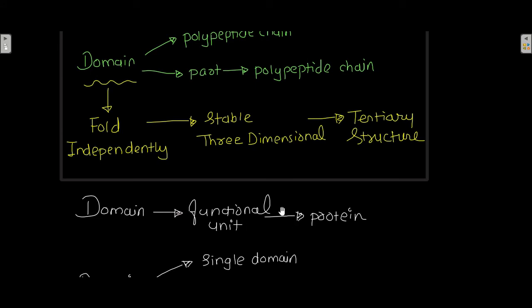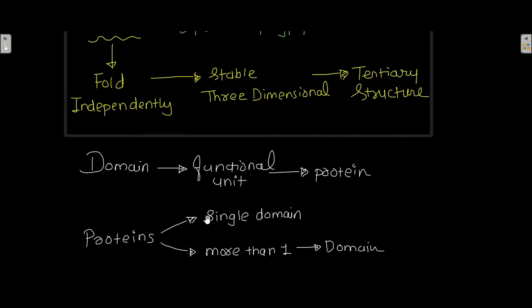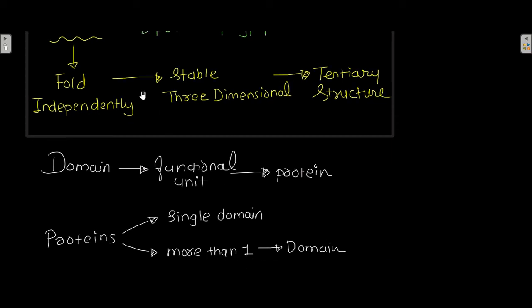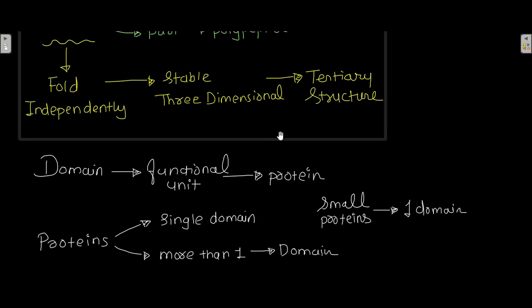Now the thing is that the protein may contain a single domain or it can contain more than one domain. And if you are considering small proteins, then small proteins have only one domain. So this is all about the tertiary structure of the protein.